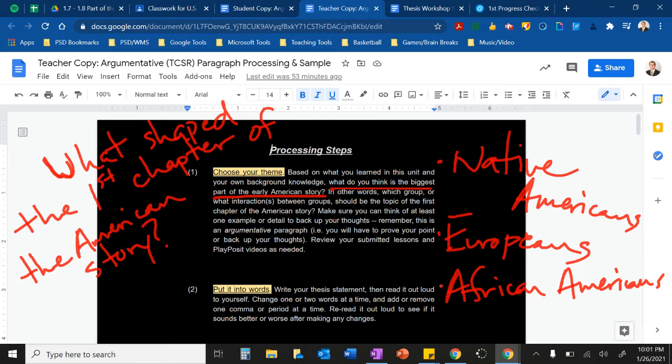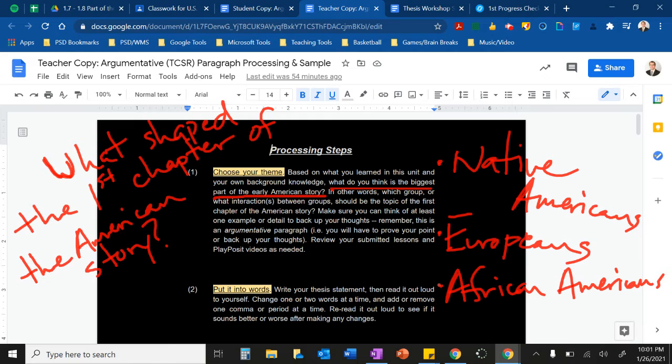That's your paragraph. Now, remember, make sure that you can think of at least one example or detail to back up your thoughts, because remember, this is an argumentative paragraph. You'll have to prove your point or back up your thoughts with support and evidence. You can review your submitted lessons 1.2 through 1.6, and the Playposit videos as needed to come up with an idea. But once you pick a group or the interactions between groups, pick an idea and then run with it. Try it out. See how it works for your paragraph.